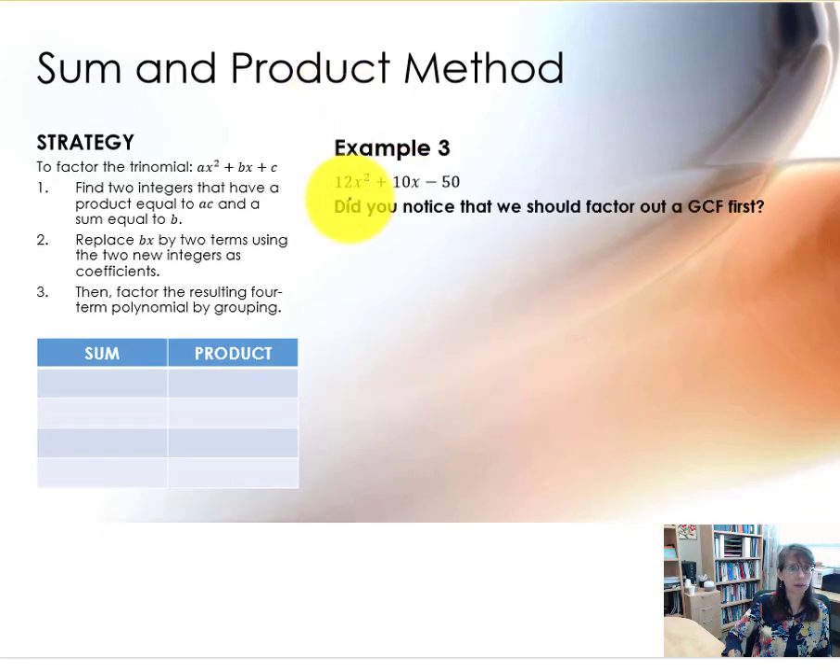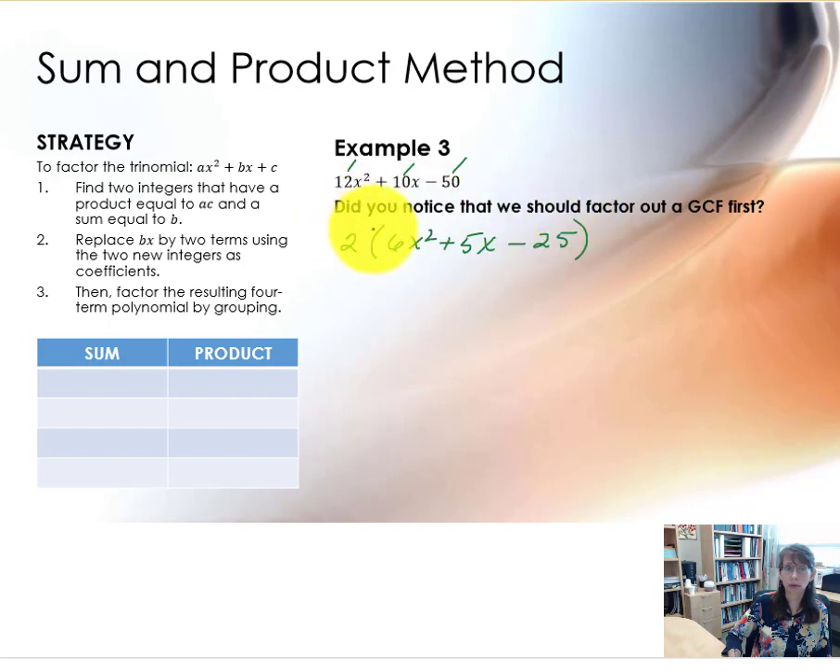For example 3, we have 12x squared plus 10x minus 50. And did you notice that we should factor out a greatest common factor first? Because 12, 10, and 50 are all even numbers. That means they have at least 2 in common. So I'll start by factoring out 2. That leaves 6x squared plus 5x minus 25.